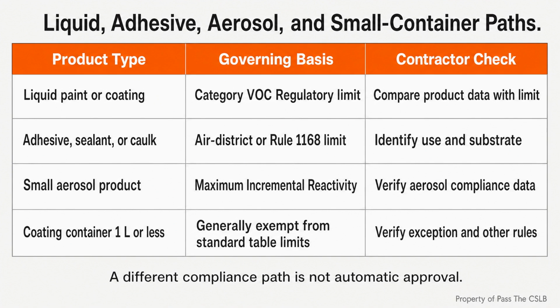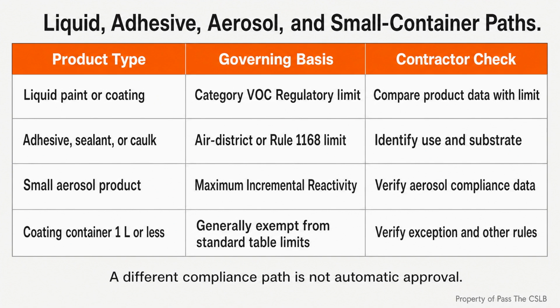Imagine a product record that displays an actual value of 25 grams per liter and a regulatory value of 45. If the applicable category limit is 50, the correct comparison uses 45, not 25. Choosing the smaller number because it looks better is not conservative estimating. It is comparing the wrong measurement.